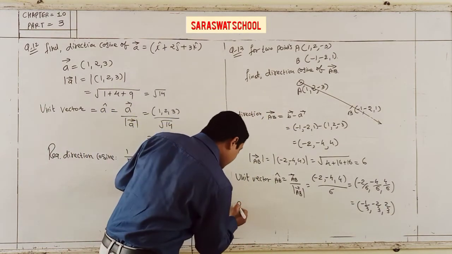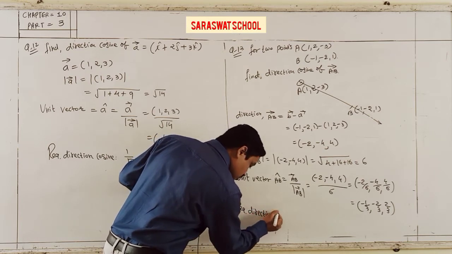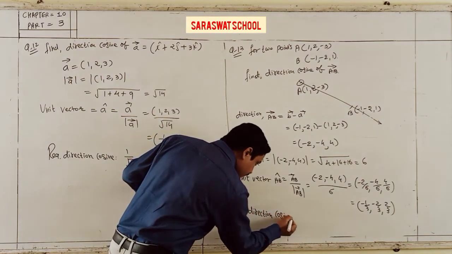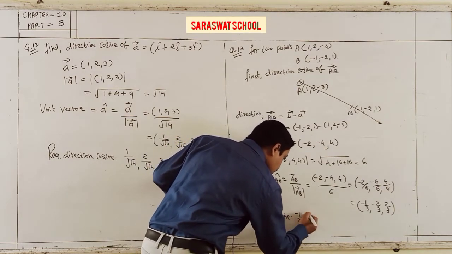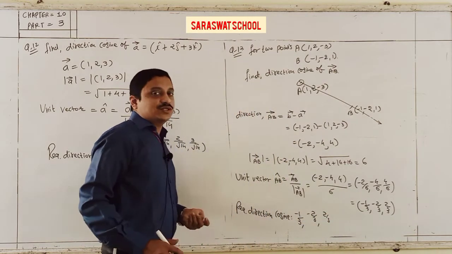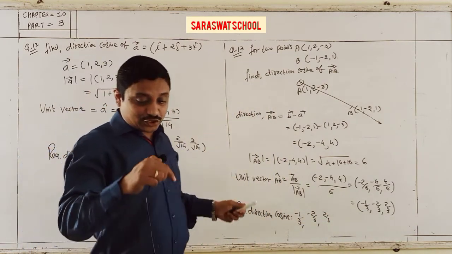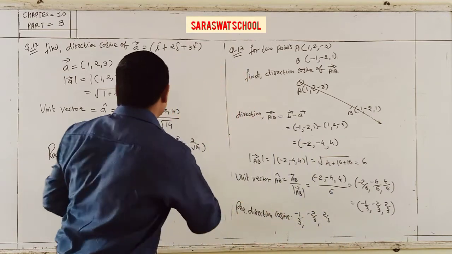So the required direction cosine is minus 1/3, continue, minus 2/3 and students plus 2/3, and that's how your answer is coming, easy and simple. Now the 14th one.